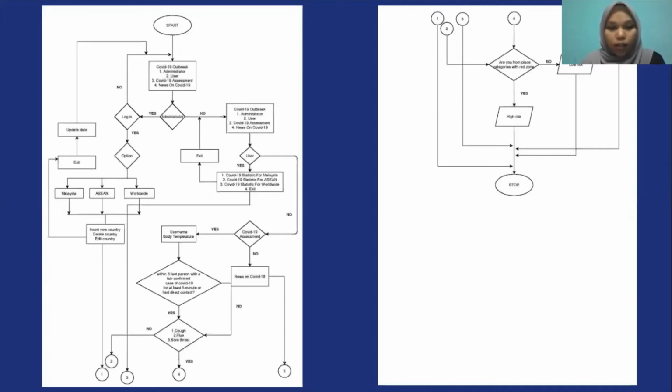And if the user chooses the COVID-19 assessment, for this part of the program the user can check their risk towards COVID-19, which means the user has to key in their username and their body temperature. If the body temperature is more than 37.5 degrees Celsius, they will become a high risk person.